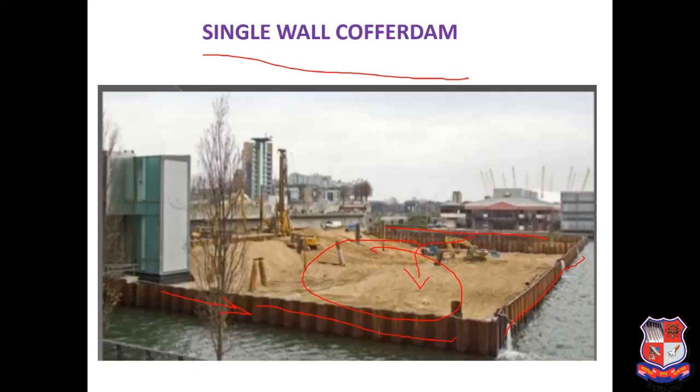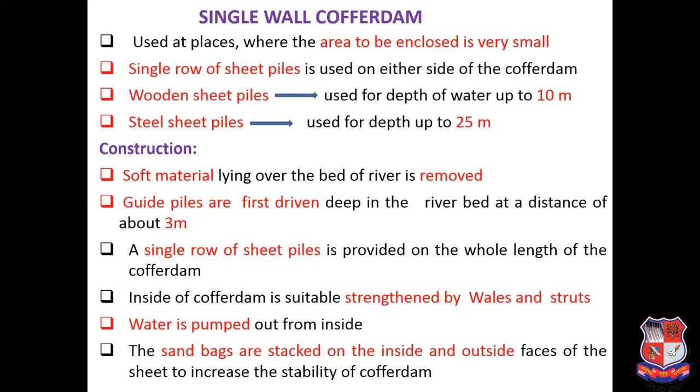And then after this, work is done. So the single wall cofferdam is used at places where the area to be enclosed is very small, because inside you have to work, and a single row of sheet pile is used on either side of the cofferdam. And there are two types in this. First is wooden sheet pile, which is used for water depth up to 10 meter, while if you are using steel sheet pile, it can be used for depth up to 25 meter.